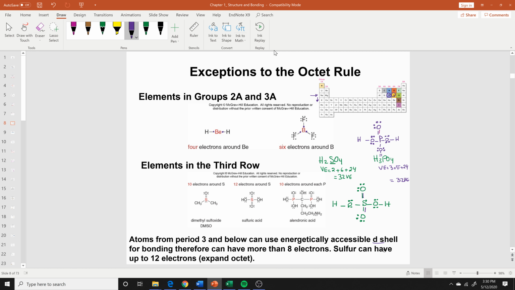Sulfur can make 10 electrons. This is an example where sulfur makes 12 electrons. Phosphorus can make 10 electrons in there. This is an example. Let's have an example.